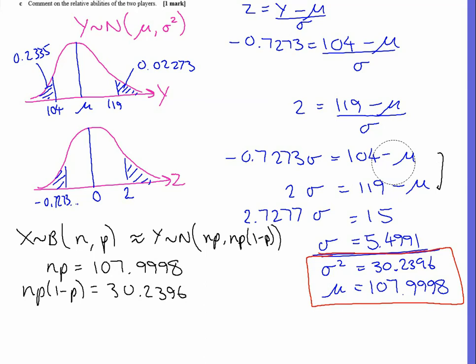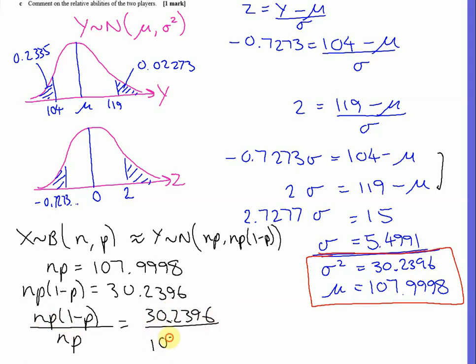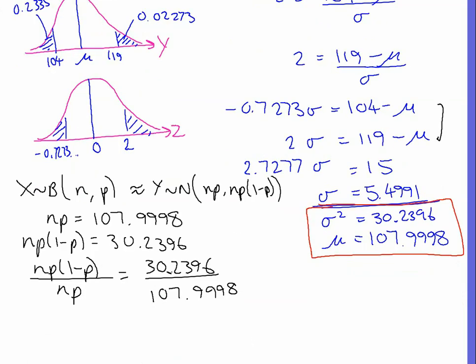So if I have this one as my numerator, I'll write it out in full so it makes perfect sense to you. If this is my numerator and I divide it by the top equation, you can see that the np's can cancel. It's 107.9998. So the np's cancel, and I'm left with 1 minus p is equal to this, which is 0.2799. So therefore p must be 0.72.